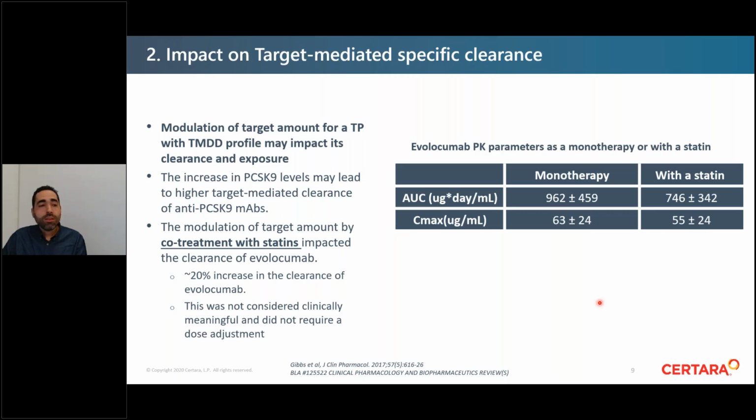This monoclonal antibody was approved for lowering cholesterol, and it is targeting PCSK9. PCSK9 may also be modulated by the treatment with statins. In this case, if there is a co-treatment between evolocumab and statins, there is an increase of the PCSK9 levels, resulting in an increase of the clearance of evolocumab by about 20%, and this resulted in a decrease of the exposure of evolocumab.